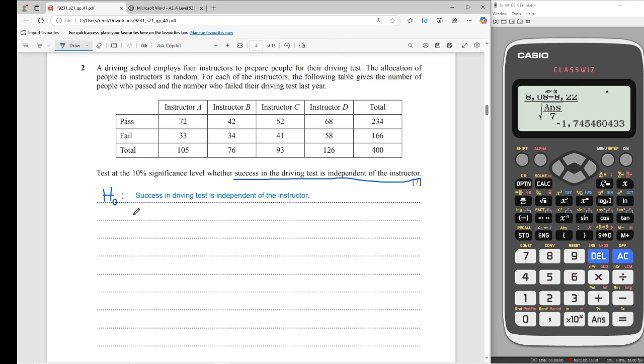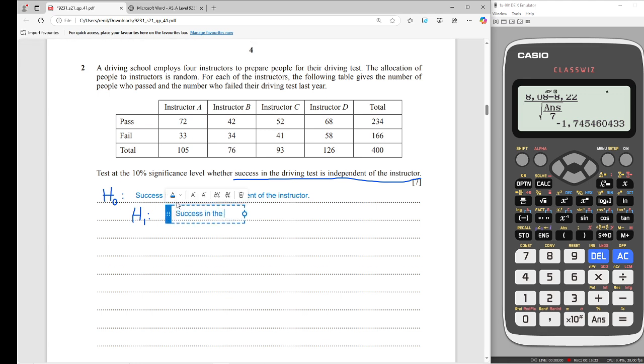Then there is the alternative hypothesis, which is just the opposite of H null, which says success in the driving test is dependent on the instructor. Let's fix that. Okay, so that is just how you form our hypothesis. This is the key to every single test.